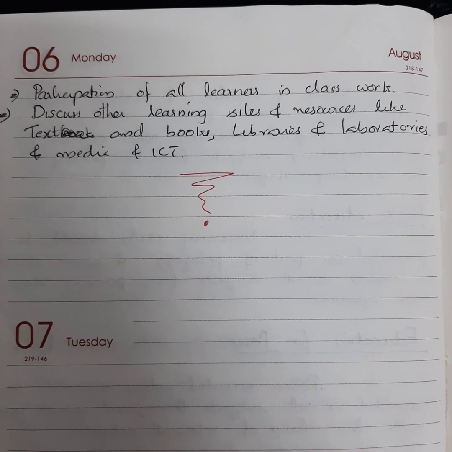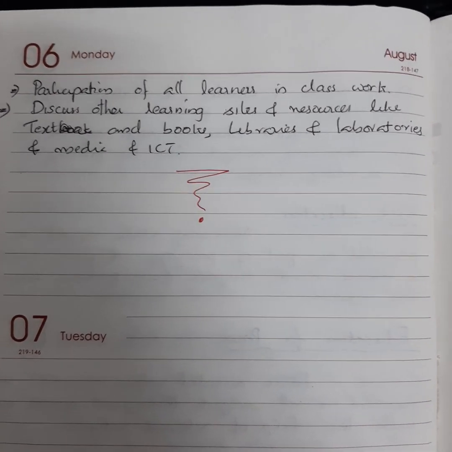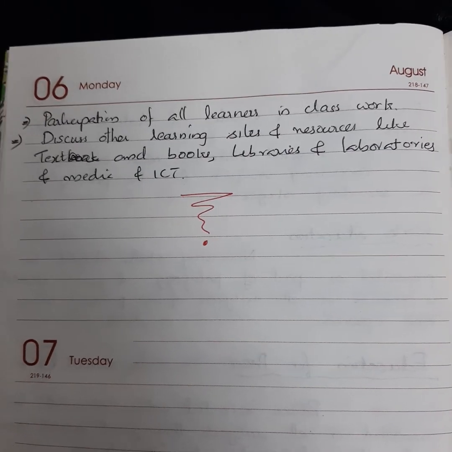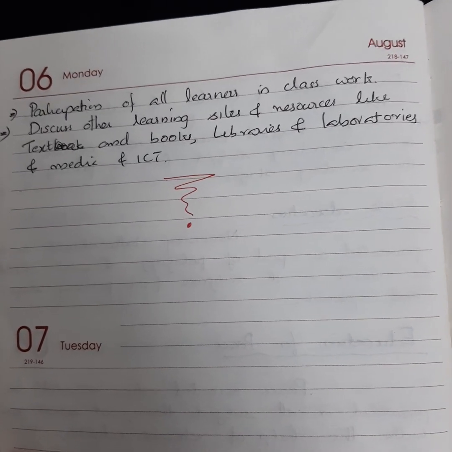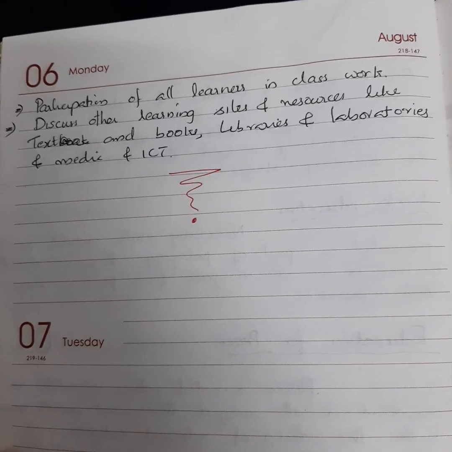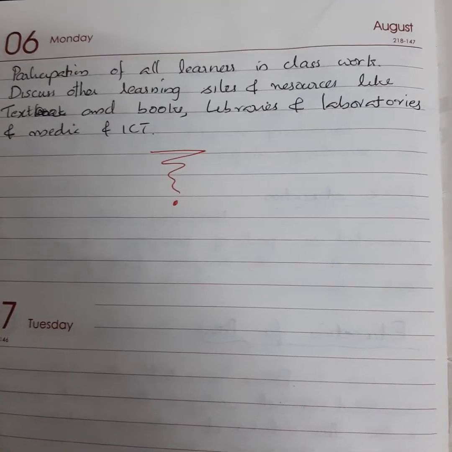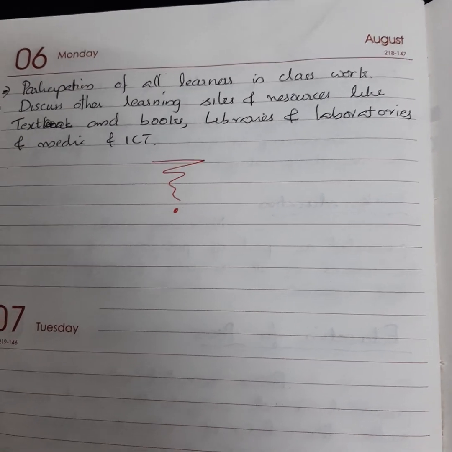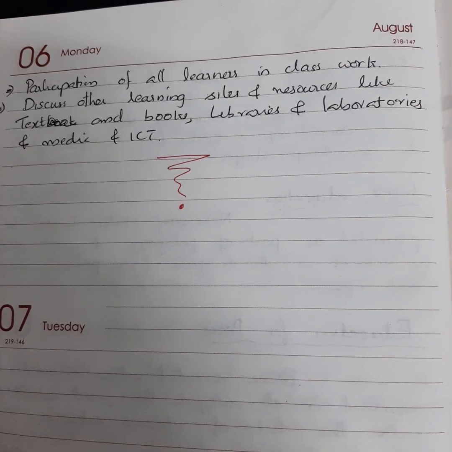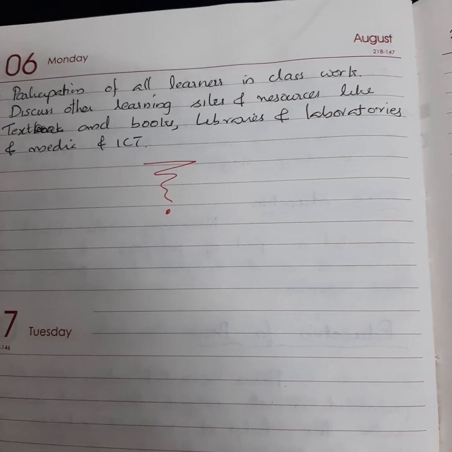According to NCF 2005, teachers should make sure that all learners are participating in the classroom work. Also, discuss other learning sites and resources like textbooks, libraries and laboratories and media and ICTs for an effective teaching learning process. NCF suggests that teachers should use innovative teaching learning materials like media and ICTs. So these are all about NCF 2005.